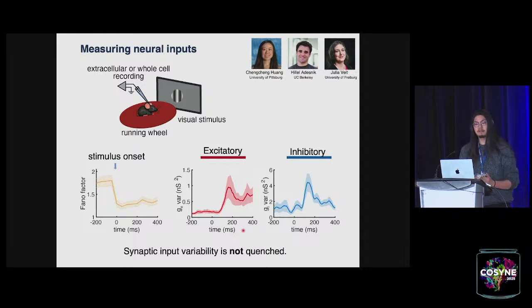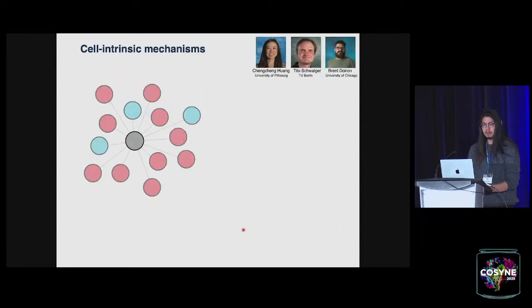So because the variability increases on the stimulus presentation, these data strongly suggest that this kind of reduction in variance on the output is not due to some kind of changes in input, it's not inherited from the network. So because of that, we need to consider what cell-intrinsic mechanisms may be at play here. So we think of something really simple.